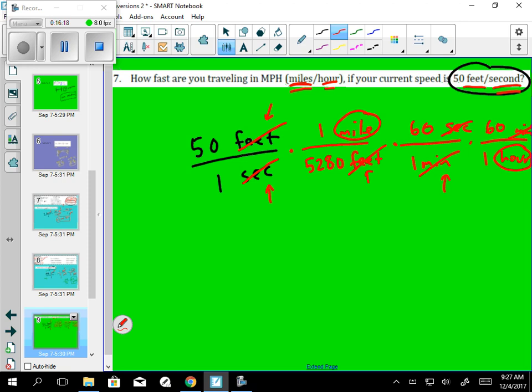So now multiply like we did on the last one. If you multiply 50 times 1 times 60 times 60, that's going to give you 180,000. On bottom, multiply 1 times 5,280 times 1 times 1. That's just going to be 5,280. Now, if you divide these two numbers, it should give you the answer. It equals about 34.1 miles per hour. So now you got something that's a little more comprehensible. 50 feet per second is the same as about a driving speed, 34.1 miles per hour.